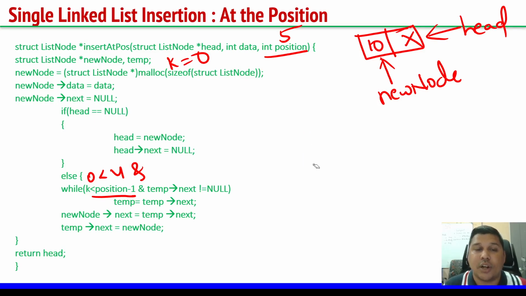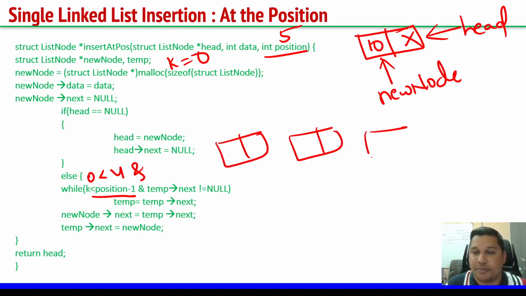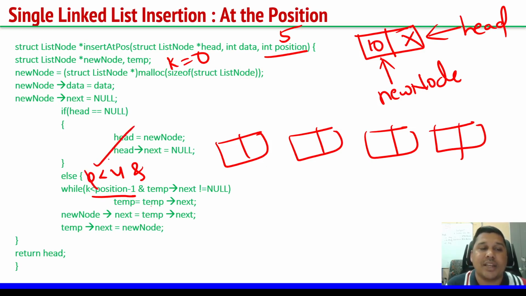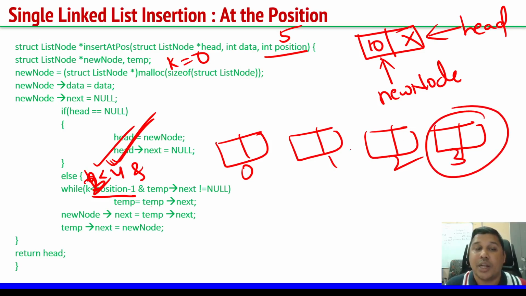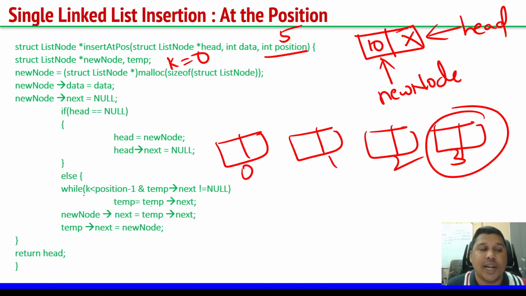So what are you trying to do? If temp next is not equal to null and 0 is less than 4, just move temp equal to temp next. In that way you are traversing the list. So 0 less than 4, okay, 1 less than 4, okay, 2 less than 4, okay, 3 less than 4, okay. So you have reached 0, 1, 2, 3. You have come here. Now what will happen? 4 less than 4, it will fail.